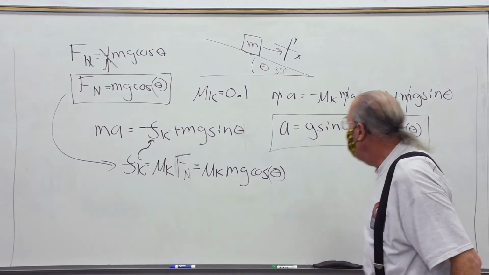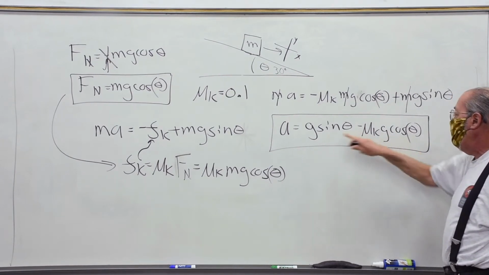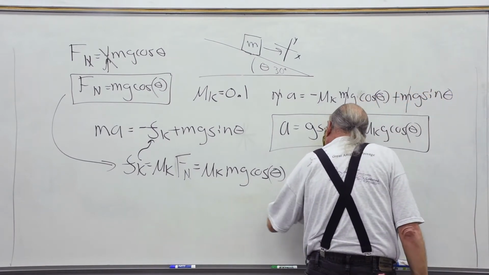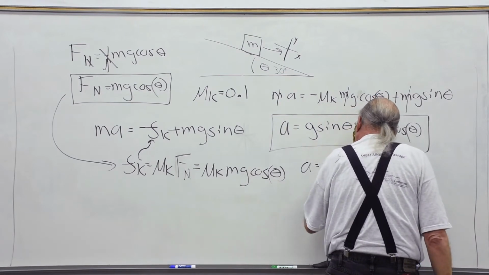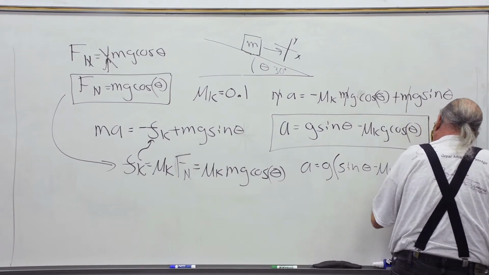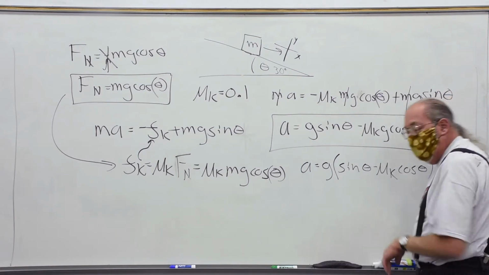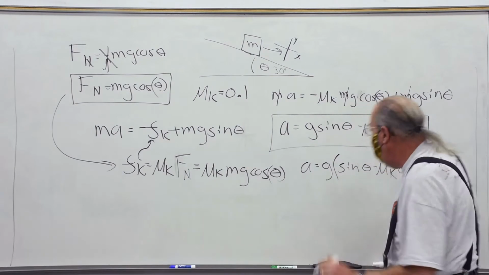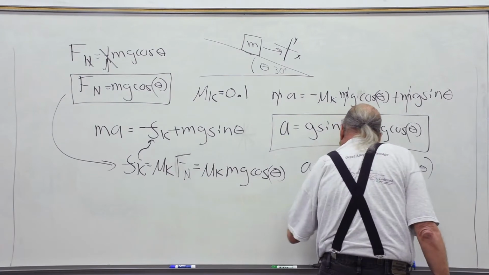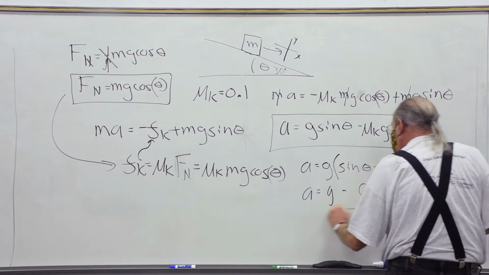And what actually happens here, you can write this a little bit more fancy. What does each of these terms contain? A g. So you could factor out the g. And you get that the acceleration is g times the sine of theta minus mu sub k cosine of theta. And so when you put this all in, that actually evaluates to 0.41. So the acceleration is 0.41 times the acceleration due to gravity.